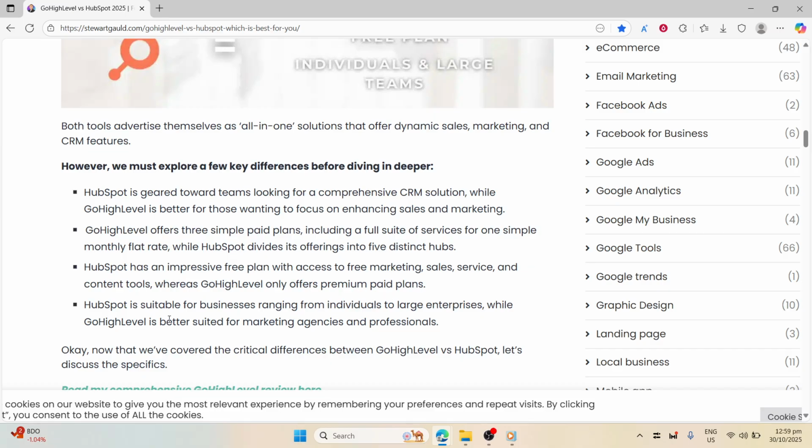When it comes to the scope of suitable businesses, HubSpot is flexible enough to cater to individuals up to large enterprises, offering scalability as your business grows. Conversely, GoHighLevel caters predominantly to marketing agencies and professionals, fitting neatly into that niche.